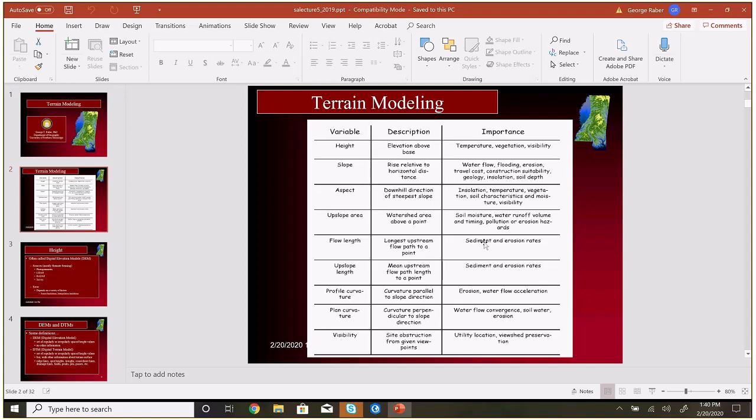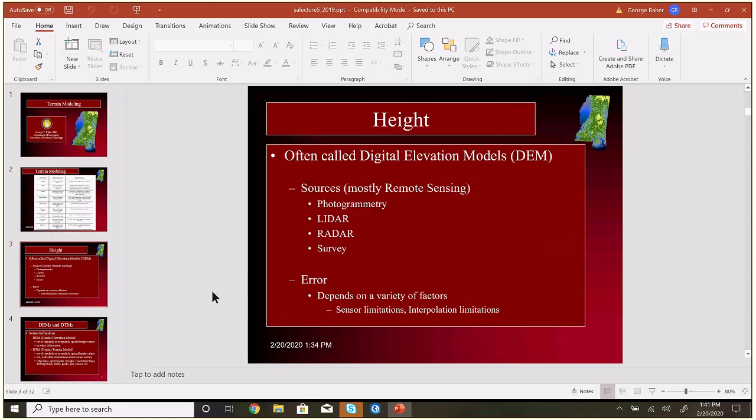We are going to talk about upslope area and flow length, but not in today's lecture. We'll talk about these when we talk about modeling water flow off of the landscape. And we'll also talk about these other ones, profile curvature, plane curvature, visibility, today, how they're actually performed, or the mathematics behind them.